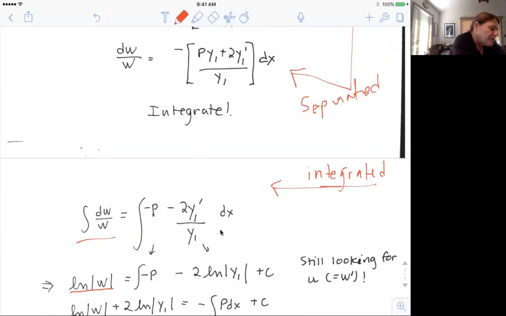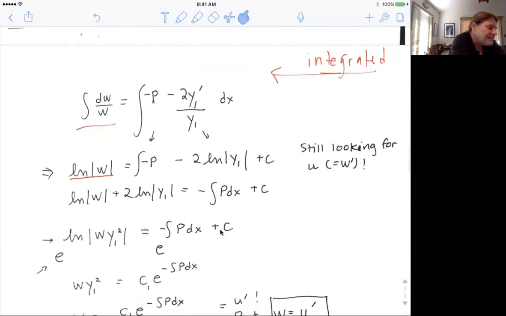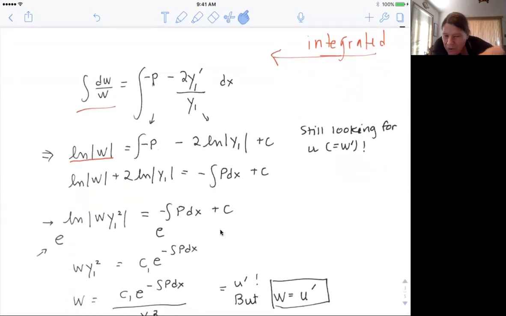All right, let me go back up. And again, this is all in the book. They do eliminate a few steps, so I want to go through them with you to make sure we got everything. All right, so I'm going to integrate. I got this natural log of W. I am going to move this term right here over to the other side. Log W plus 2 log Y1. And I'm going to leave the minus P dx plus C over on the other side. When I integrated that, I'll just add the plus C there, okay?